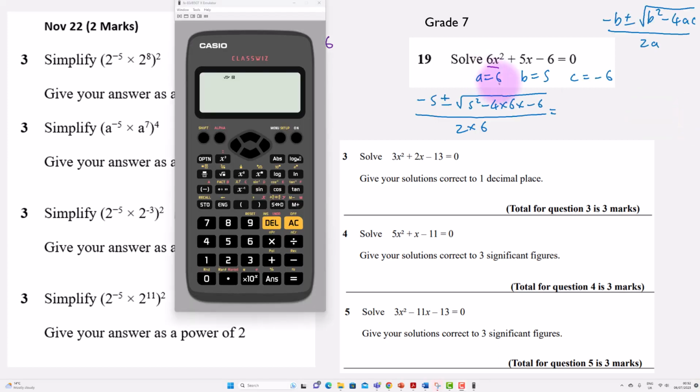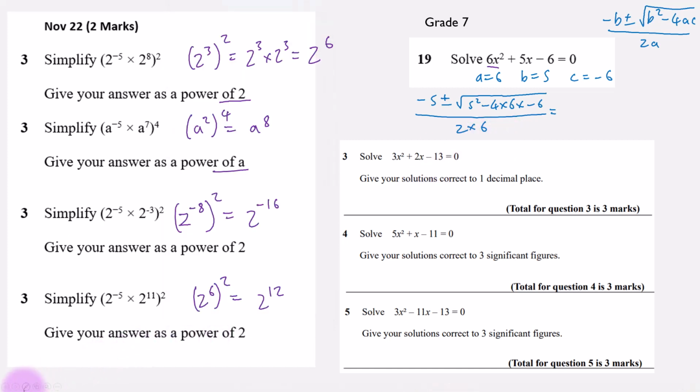So remember the quadratic formula, it should be in the formula booklet. This is it. How I would always do this on the calculator is use your fraction button. Start with your minus 5. Let's do the plus first. Do the square root of 5 squared minus 4 times 6 times minus 6, then divided by 2 times 6, press equals, and you get 2 over 3. That is your first answer, 2 over 3. Let's write this down. So x equals 2 over 3.